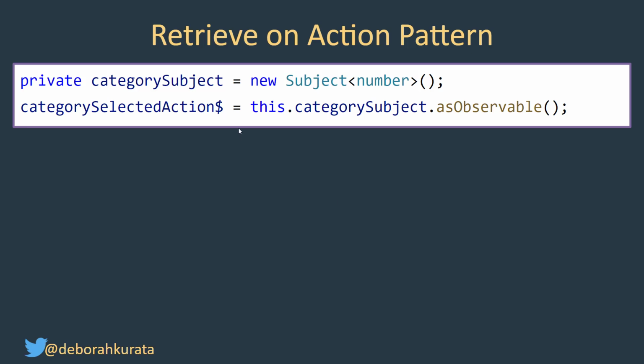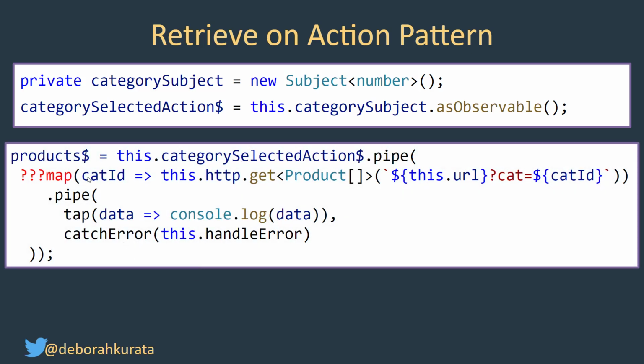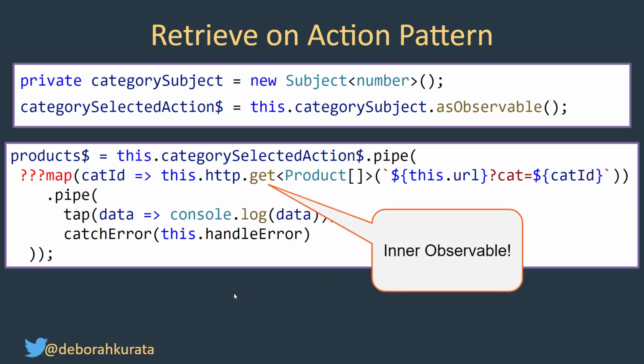Okay, so now let's go back to our pattern. So what did we say we had? We had our action. So now we've defined what we have with our subject. Somehow then we need to take that category ID and issue an HTTP request. So now we know that our category selected action is going to emit a category ID. So in that second line where it says map, question, map, we get that category ID so we can use it in our inner observable. So notice that this is an observable inside our category selected action observable. So now we've got 2 levels of observable.